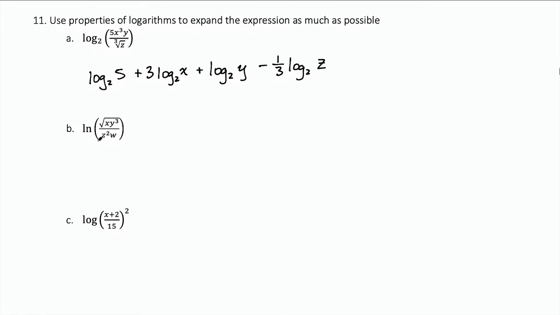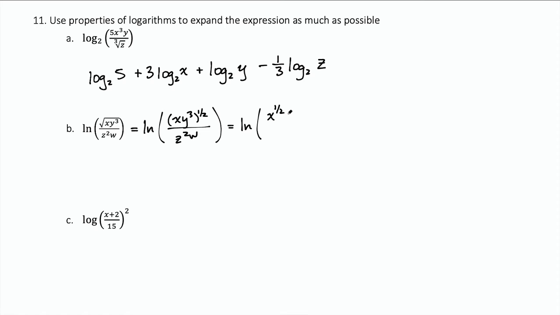Let's do part B. Here we've got a natural log, but that's just log base e. The rules are the same. And I've got this square root. I'm going to go ahead and rewrite this before expanding. A square root is an exponent of 1/2. So what I've got here, I've got x y cubed, and then that is being raised to the 1/2. And the reason I wanted to write this out first is because that 1/2 needs to apply to both of these factors. And so I'm going to write that out first, and then we'll expand.